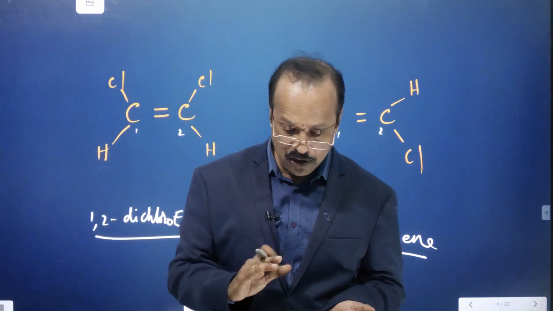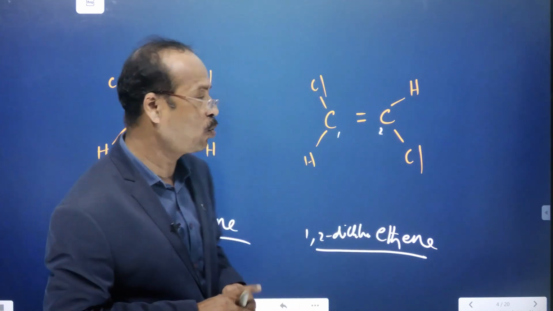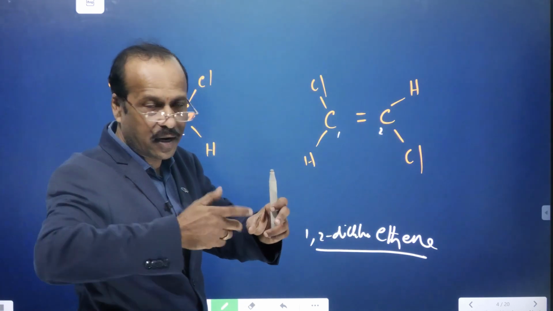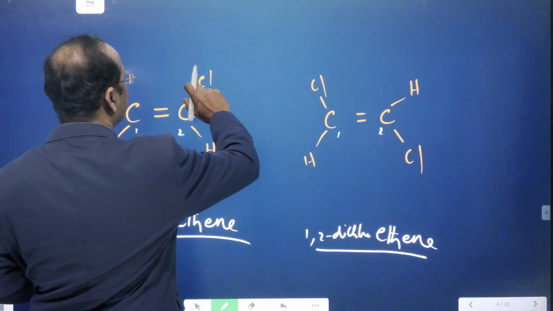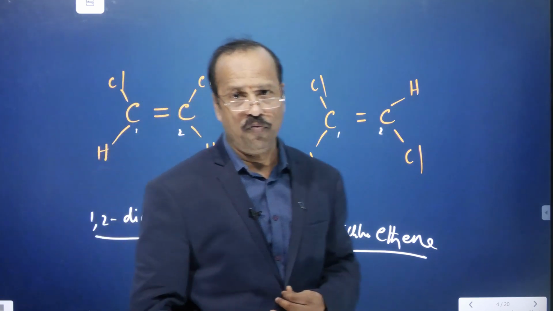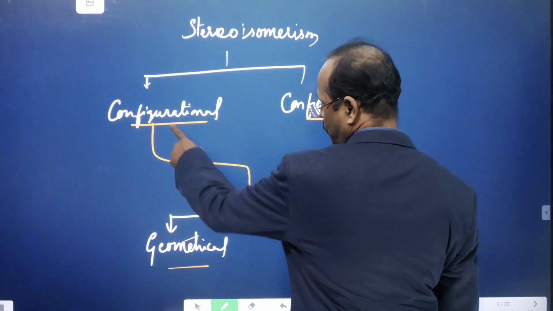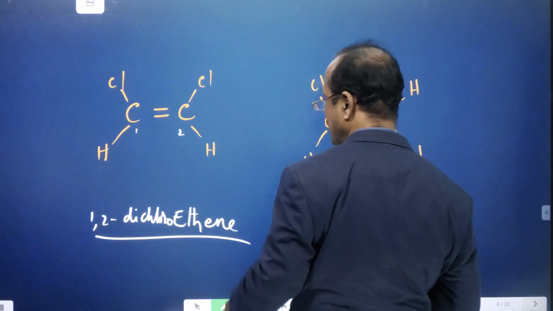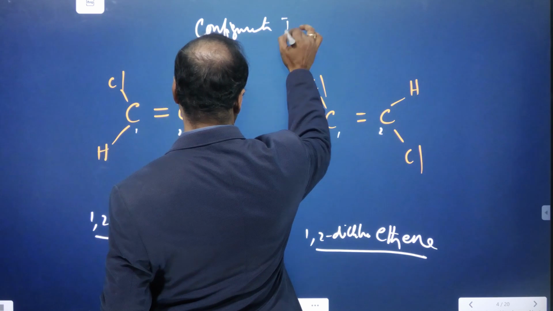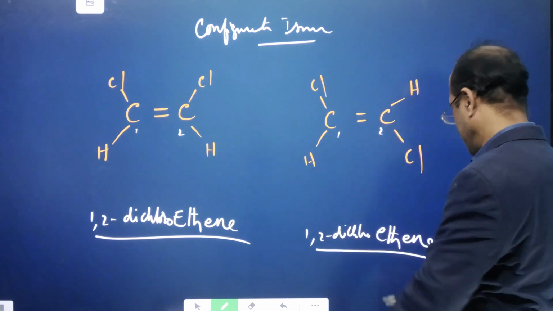Why? Configurational isomers can be interconverted only by breaking and making the covalent bonds. Means to convert this into this one, I cannot easily rotate and convert. But here what happens? This bond should be broken. Yes or no? So such type of isomers are called configurational isomers. What are they called? Configurational isomers. So these are examples for configurational isomers. Clear to you? Which cannot be rotated.